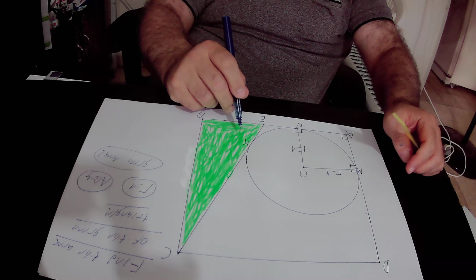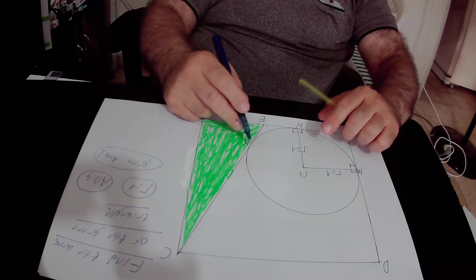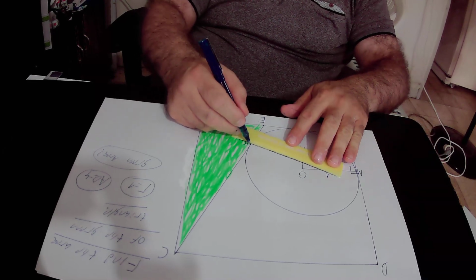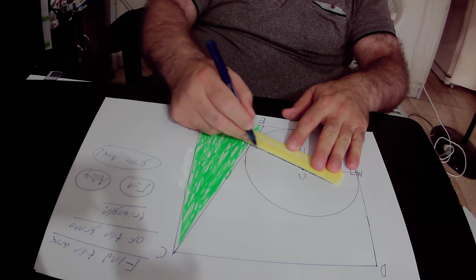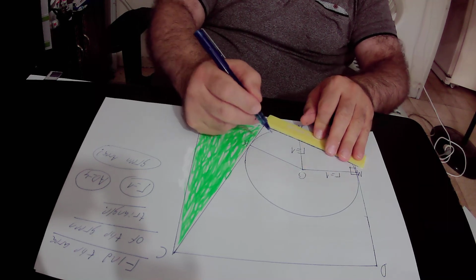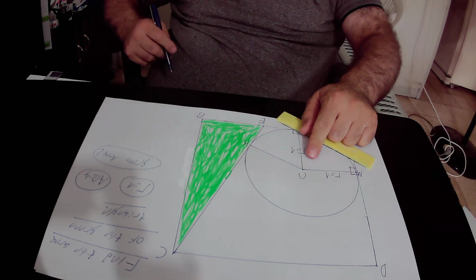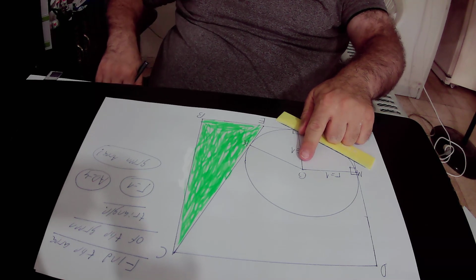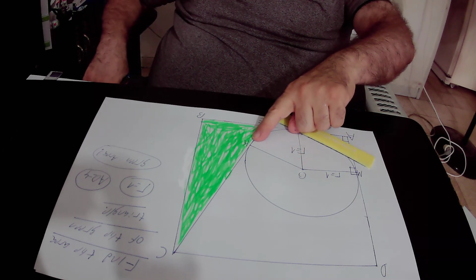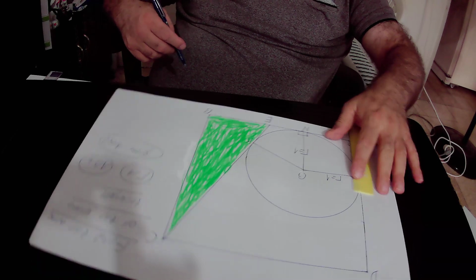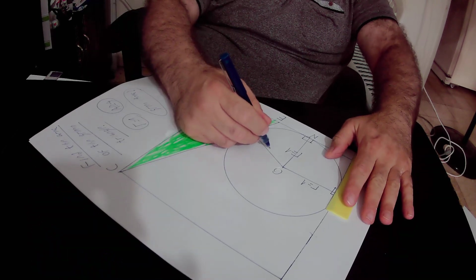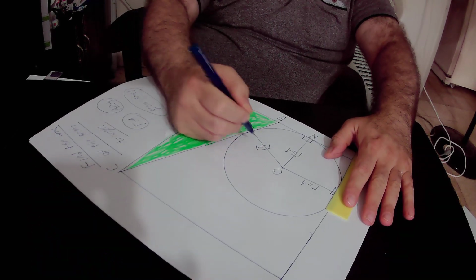Then we will join points K and O by a straight line. The line segment OK is the radius of this circle because it starts from the center of the circle and ends at point K, that is a point on the circle itself. Therefore, OK is the radius of this circle, that is to say it equals 1 unit.